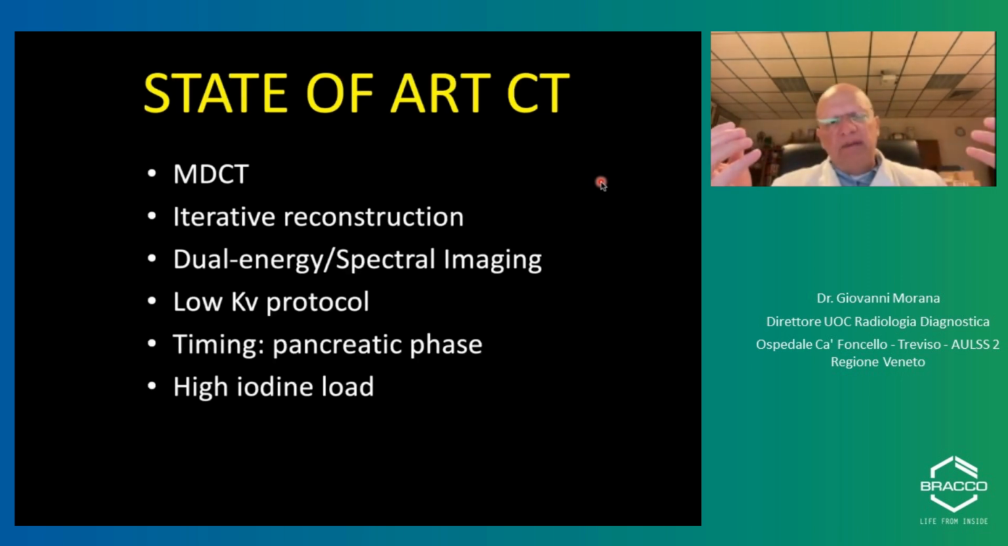We have two main imaging techniques to analyze the pancreatic lesions. So that means CT and MRI. State-of-art CT is represented by multi-detector CT with iterative reconstruction, dual energy or spectral imaging. Very useful in the pancreatic imaging is low kV protocol. The timing should be correct in the pancreatic phase. That means a little bit later than arterial phase. And high iodine load is an important technique in order to have a better contrast to noise signal between the tumor and the pancreatic parenchyma.